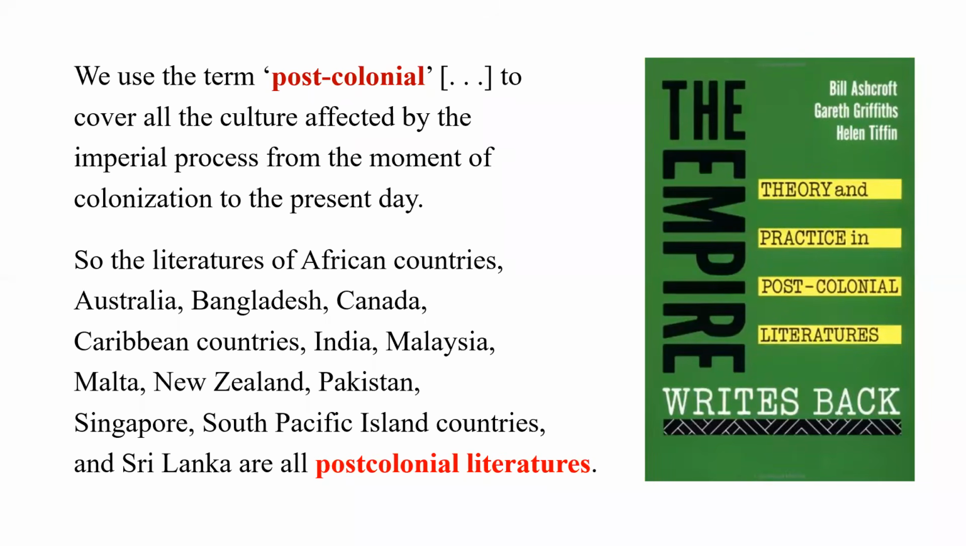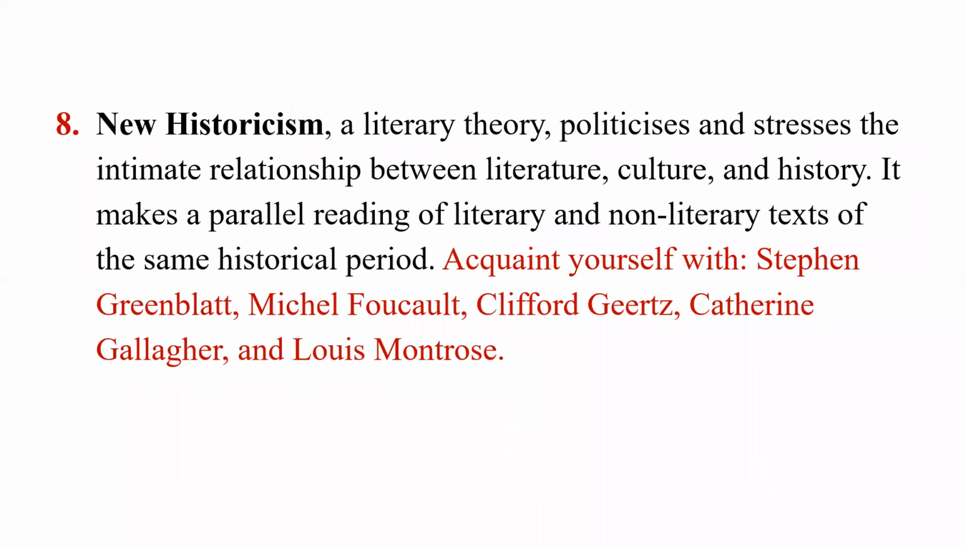So moving on, we come to section number 8, New Historicism. The latest, youngest school of criticism or theory. So what is new historicism? It's a literary theory. Its purpose: it politicizes and stresses the intimate relationship between literature, culture, and history. Or simply put, in practice, it does a parallel reading of literary and non-literary texts of the same period. I will give an example, do not worry.